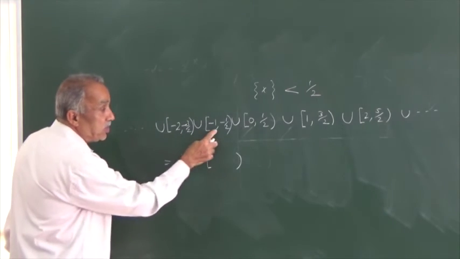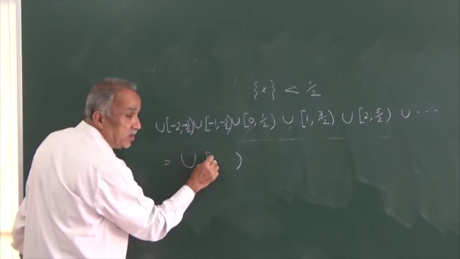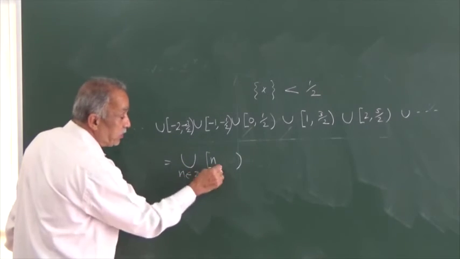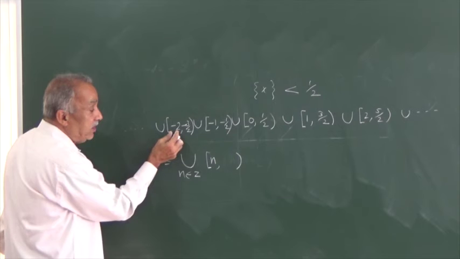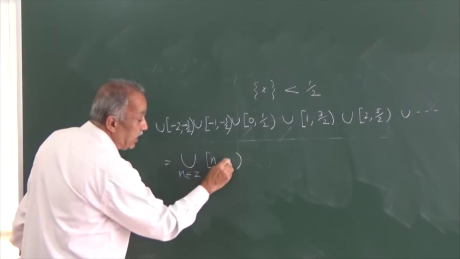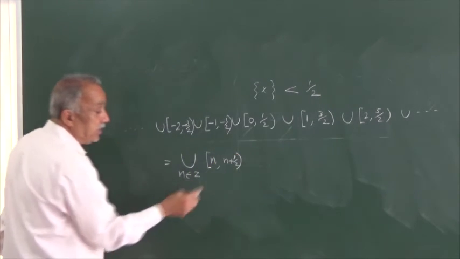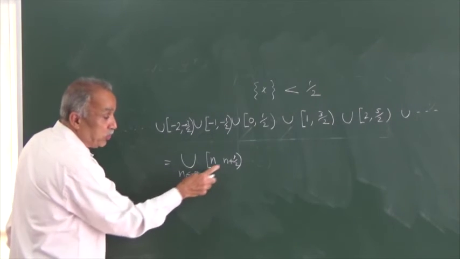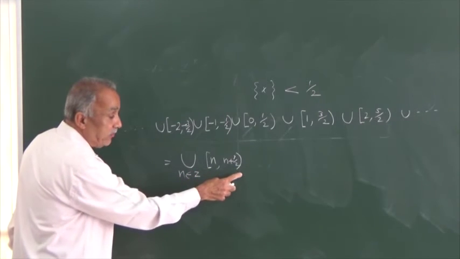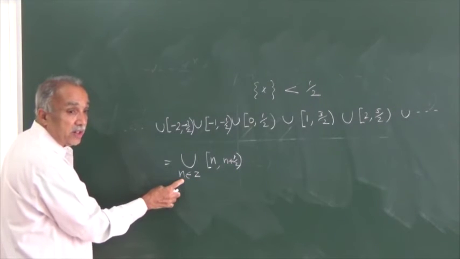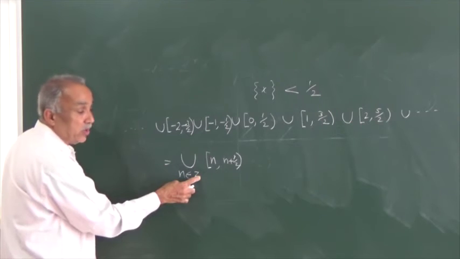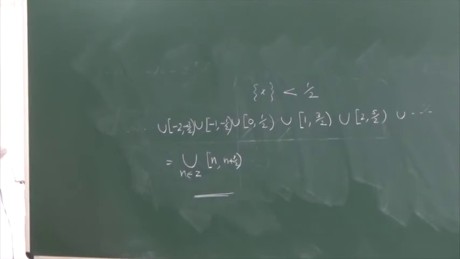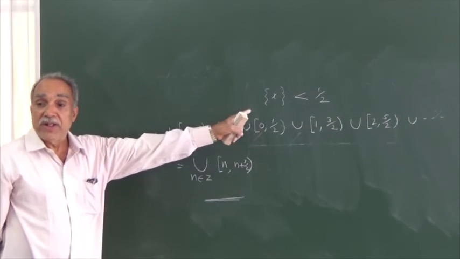What is a general expression for these left hand end points? n, where n can be any integer. What is a general expression for the right hand point of the interval with left hand point n? It is n plus half. Union of all intervals of the form n to n plus half, n included, n plus half excluded, where n runs over all integral values, n belonging to Z. This infinite union is going to be the solution set of the inequality fractional part x less than half.